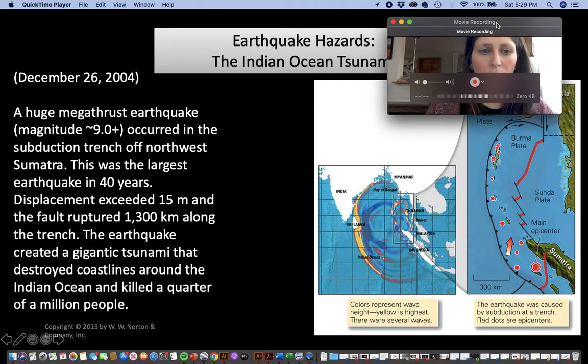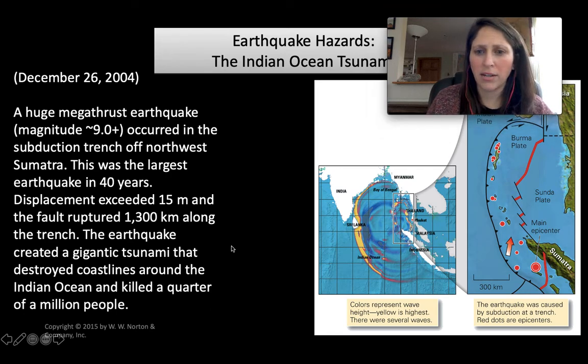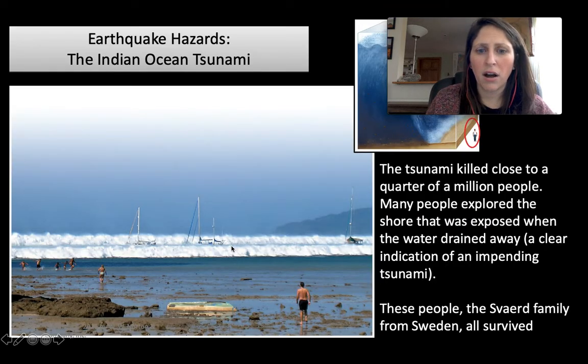Okay, so I won't go through all of these, but these are some examples of recent devastating earthquakes that we've had. This particular one on this slide occurred in the Indian Ocean, and it caused a tsunami in Indonesia, killing very many people. 250,000 people died, which is insane and awful.